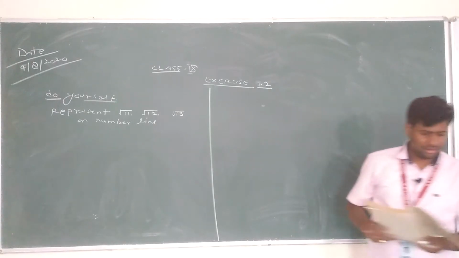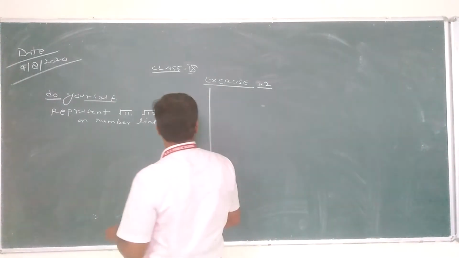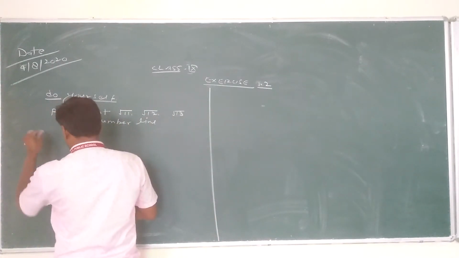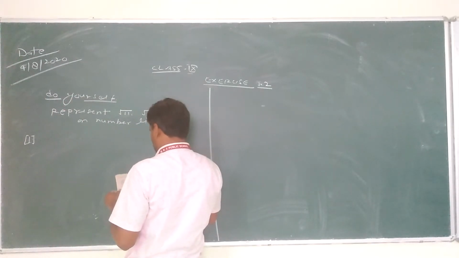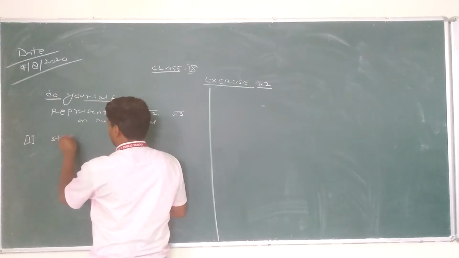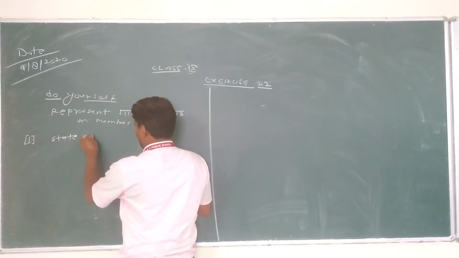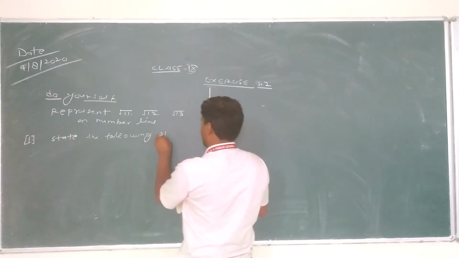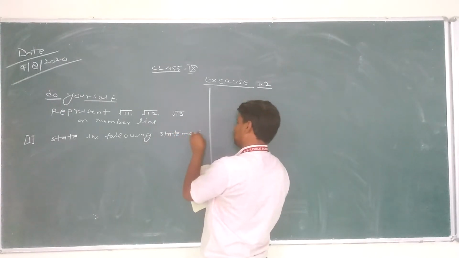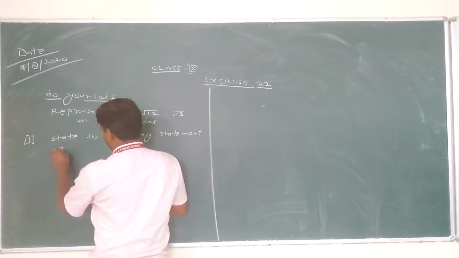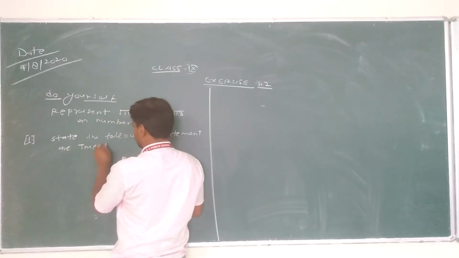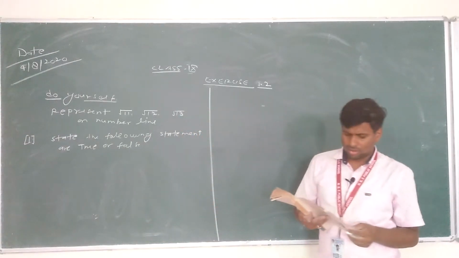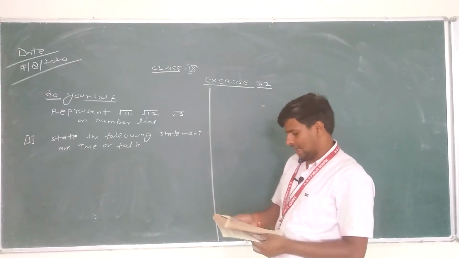Let's see how we can solve this exercise 1.2. That is question number first. First is given: state whether the following statements are true or false. Some statements are given, and we have to explain them as true or false.